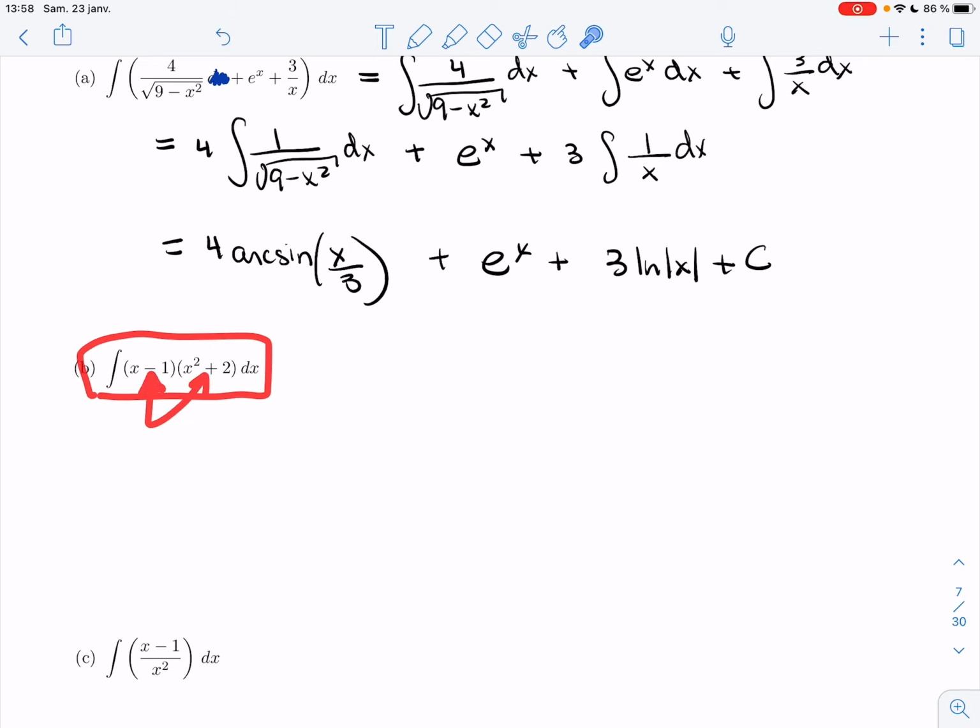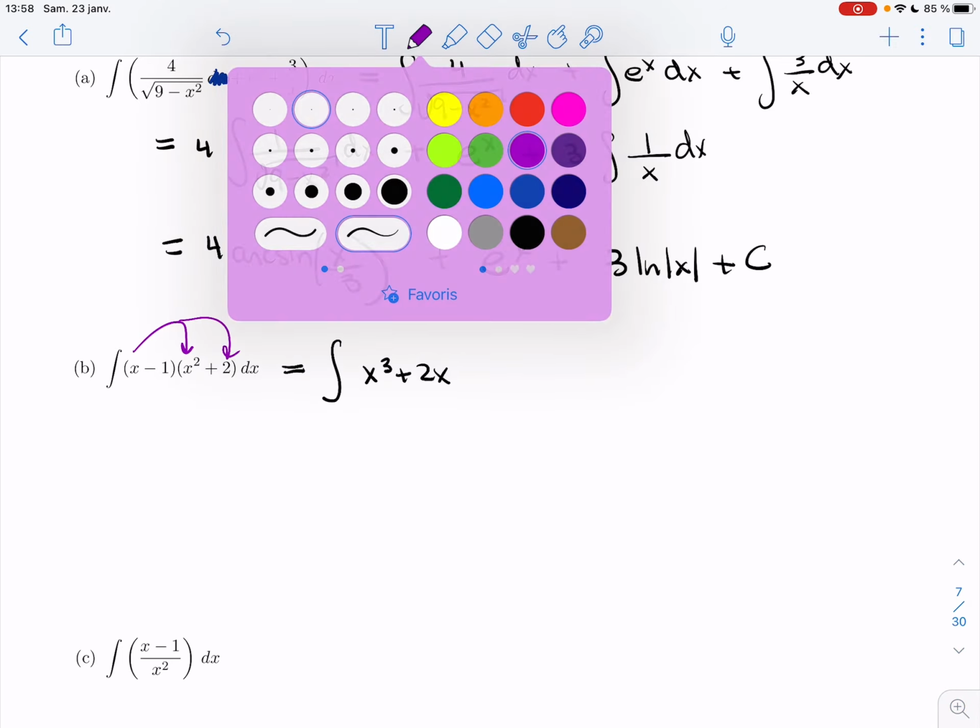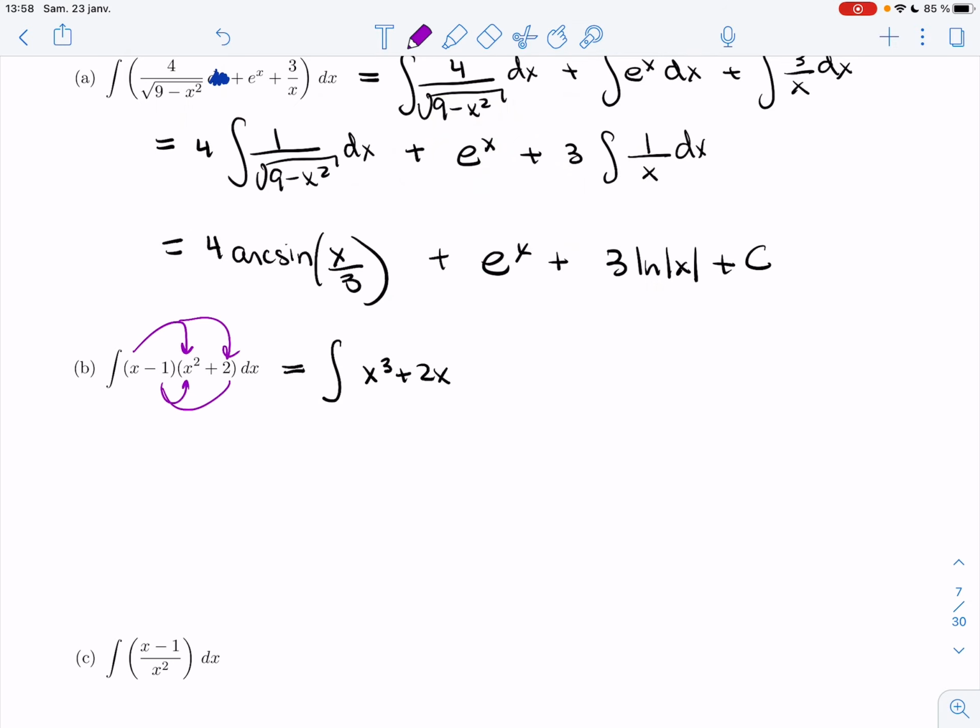We don't have a rule for this yet, and so we'll have to do algebra first to split it into a sum. All right, so we're going to FOIL. I'm going to FOIL this. I'm going to get 4 terms. I'm going to get x times x squared and then x times 2. So I'll get x cubed plus 2x. And then on the other side, I'll get minus x squared and minus 2.